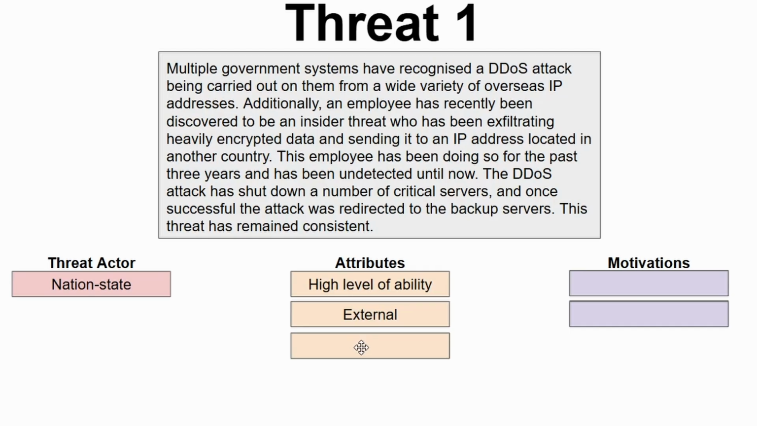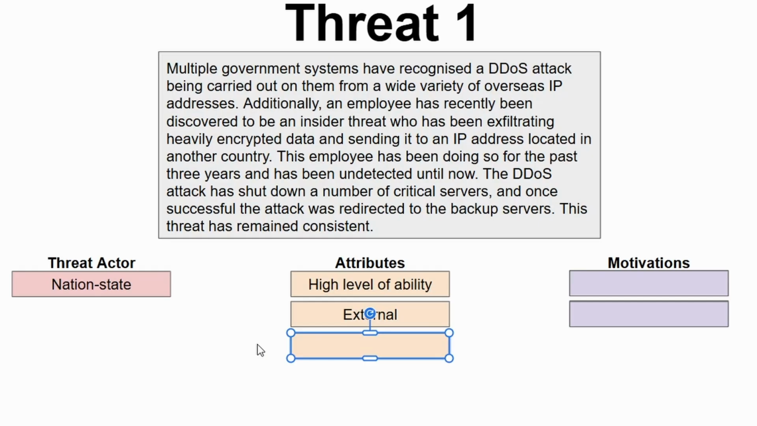Okay, an example of internal might be someone who used to work for you or someone who does work for you trying to take down your systems from the inside, but the DDoS attack is coming from outside. The nation state is located in a different environment. It is an external threat is the most correct answer there.